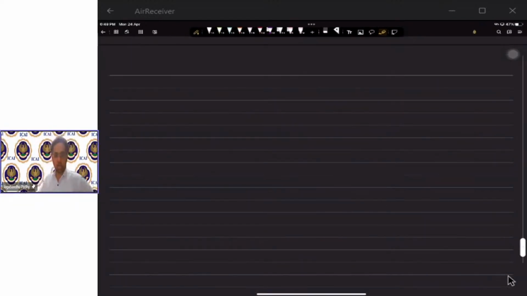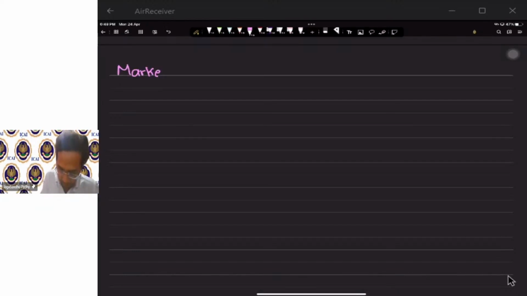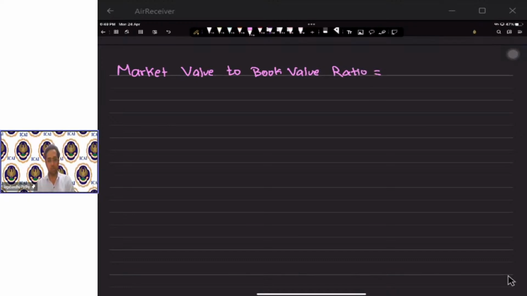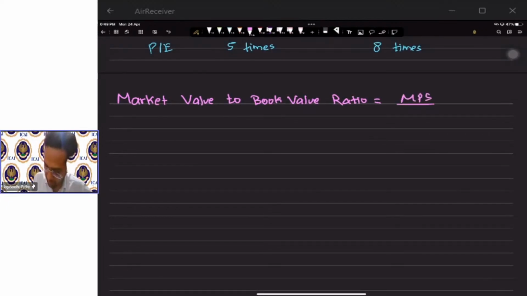Let's go for two more pending ratios. One is called the market value to book value ratio. Market value to book value ratio, which is simply market price per share upon book value per share.